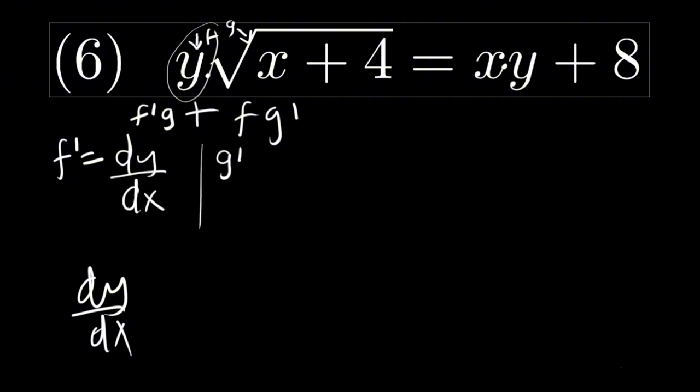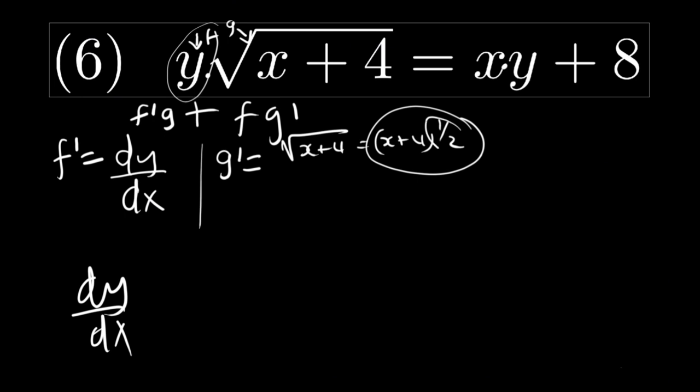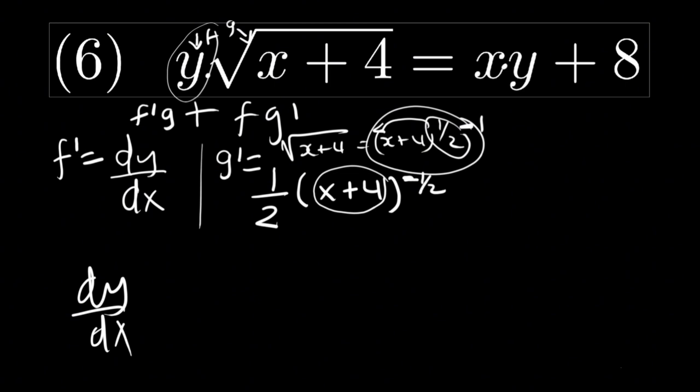And g dash is, now the square root of x plus 4 can also be written as x plus 4 power half. So for the derivative of this, we will use the power rule: take half and multiply it by the coefficient, which will give us half. And then we have here x plus 4, and we will subtract 1 from the power, so we'll have minus half, and we'll find the derivative of what's inside the bracket. The derivative of what's inside the bracket is 1, so we'll multiply it by 1.